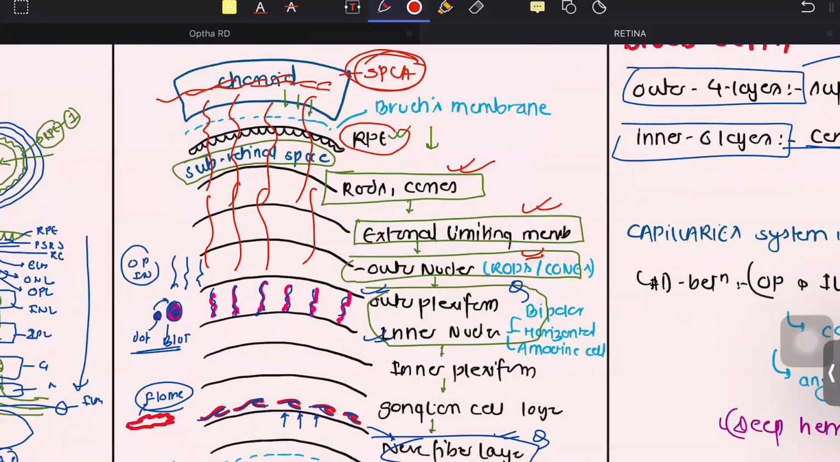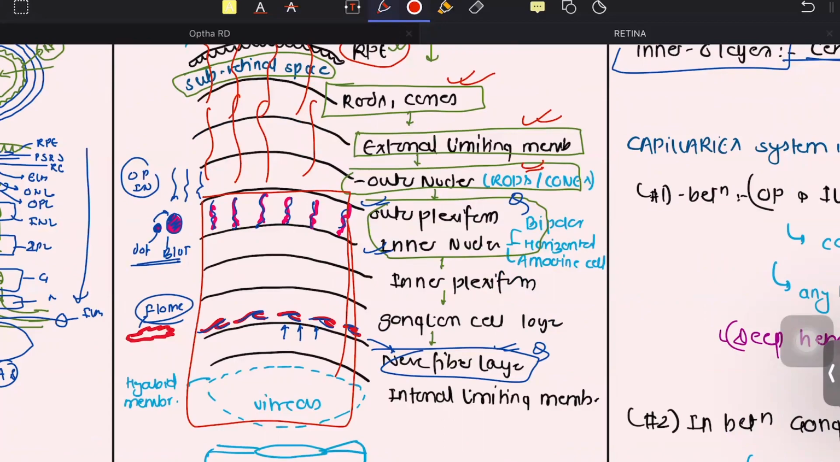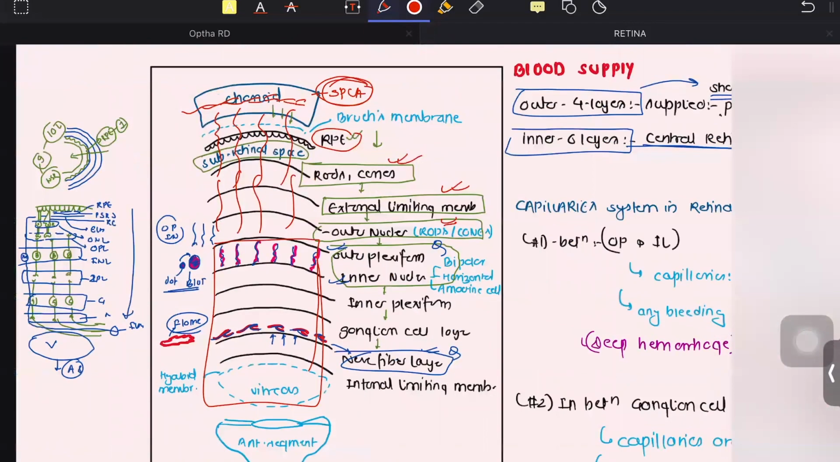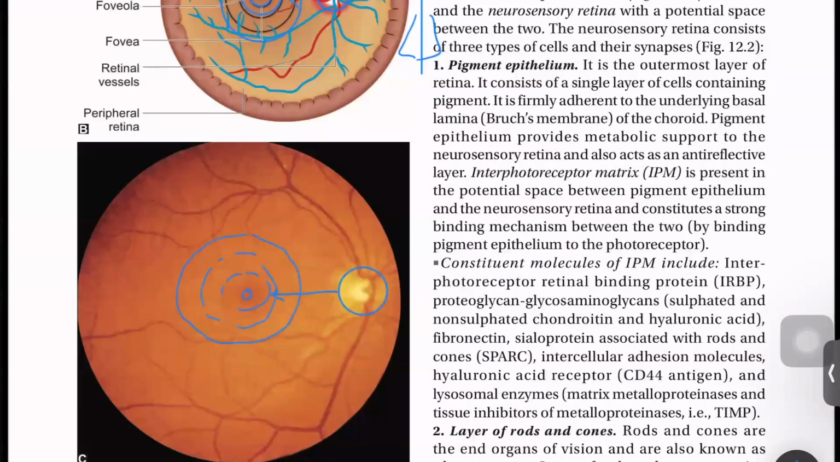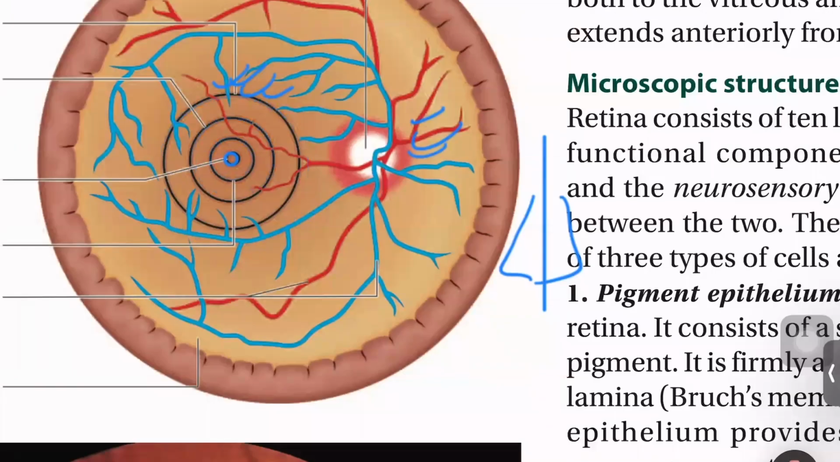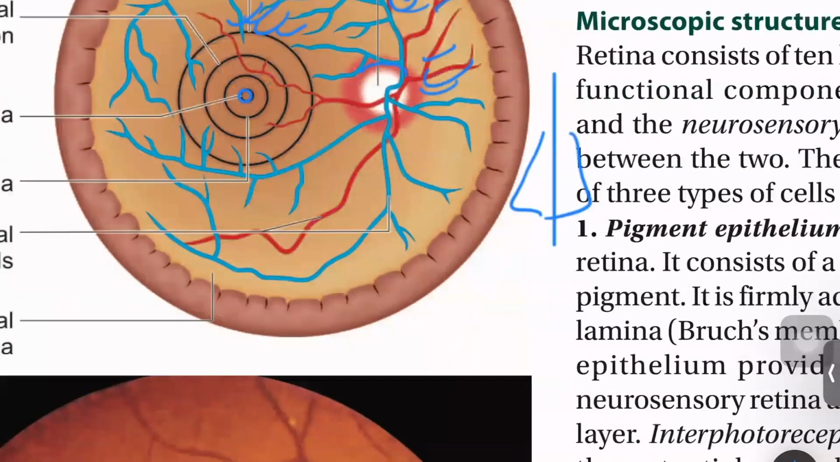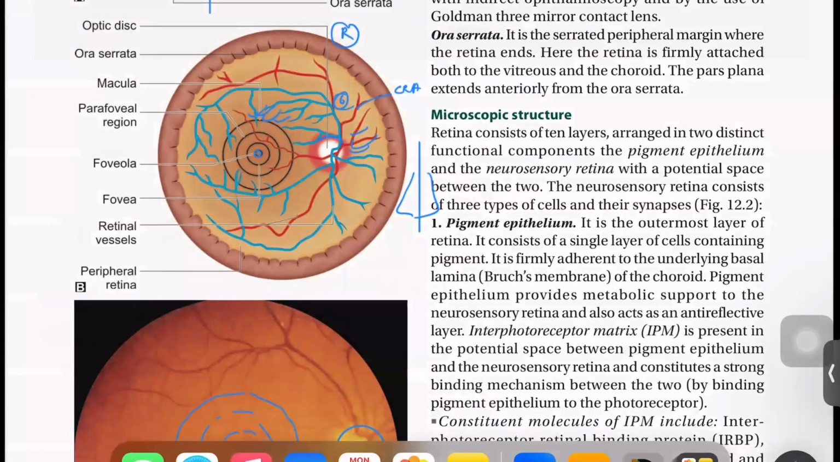The remaining inner six layers of the retina are supplied by the central retinal artery. As we have seen in this diagram, this is our retina. In this particular diagram, we can see at the area of the optic disc, there is emergence of the central retinal artery. So this is our central retinal artery, and it will supply the inner six layers of the retina, whereas the outer four layers of the retina are supplied by the choriocapillaries. And the choriocapillaries are contributed by the short posterior ciliary arteries.